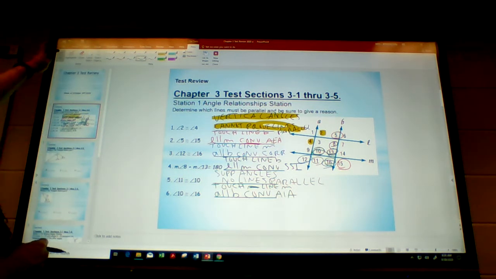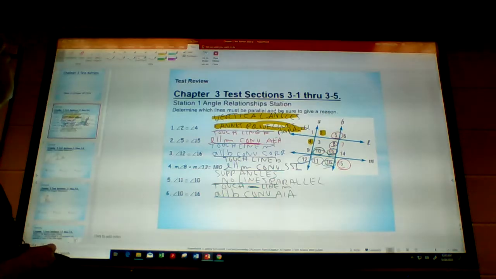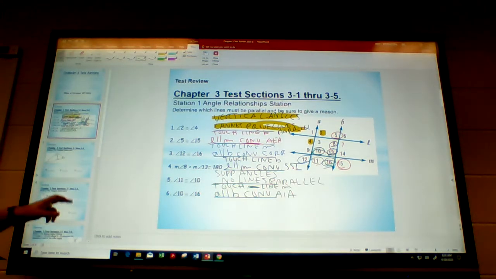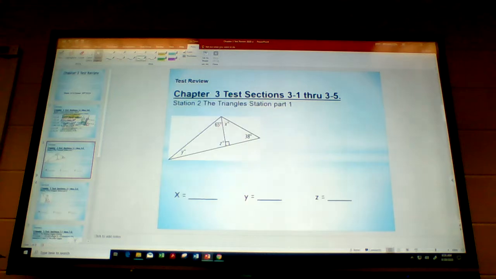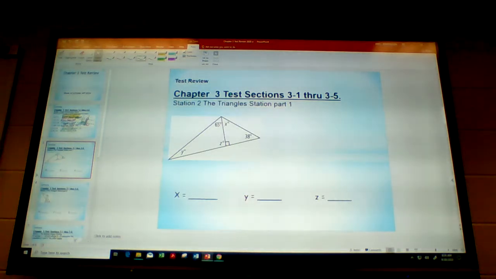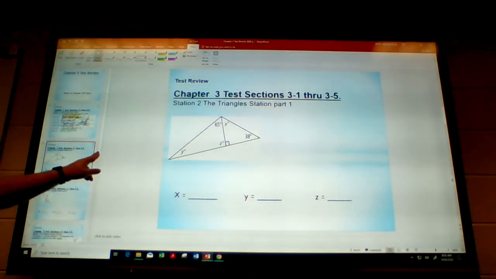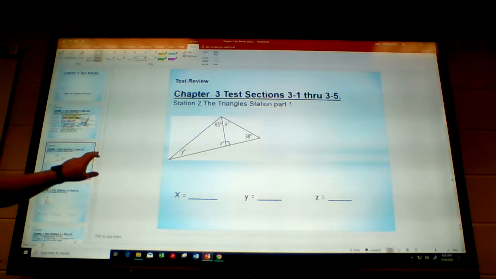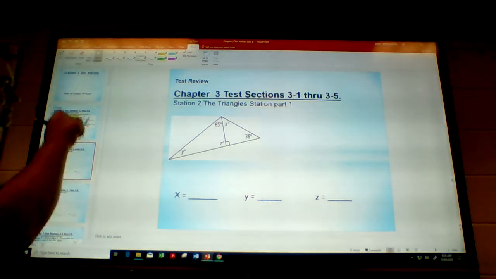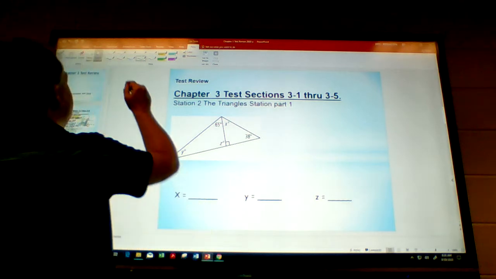All right. Now, that's that. We'll talk about this more when we come back into class. All right. Now, triangles. We spent a lot of time on triangles in section 3.5. So I want you to look at the following. We'll do each one of these individually.